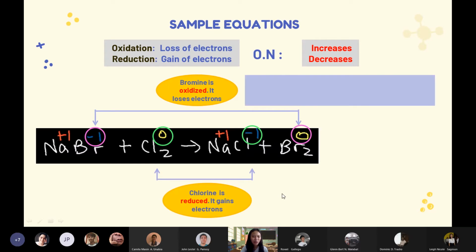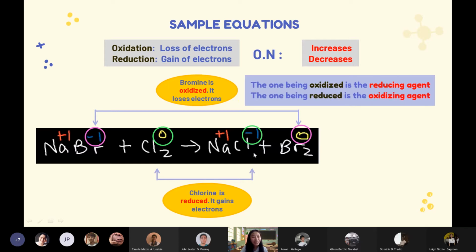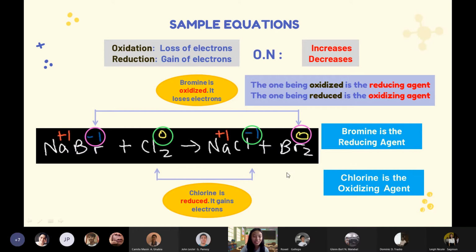It's really simple, guys. Remember that the one being oxidized is the reducing agent, and the one being reduced is the oxidizing agent. So bromine is the reducing agent, since it is oxidized. That makes chlorine the oxidizing agent.